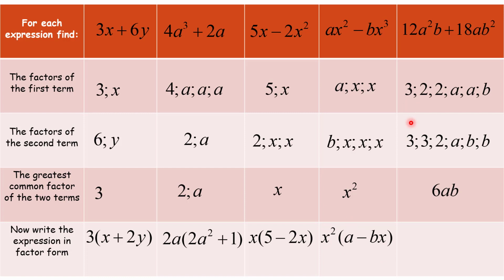Do you notice there's a 3 and a 2? That will give us 6. The smallest exponent or power is a, and the smallest power between b and b squared is b. So 6ab is your greatest common factor. Let's divide this now by 6ab to get the other factor, and that is then 2a plus 3b.